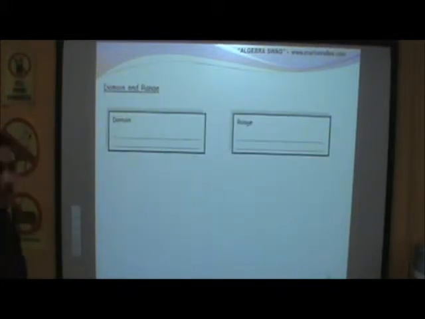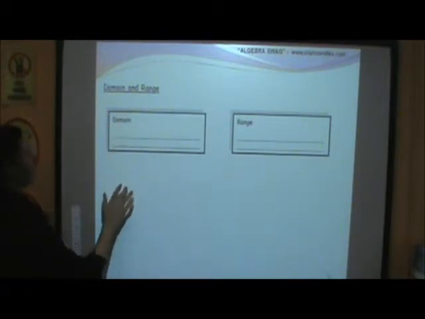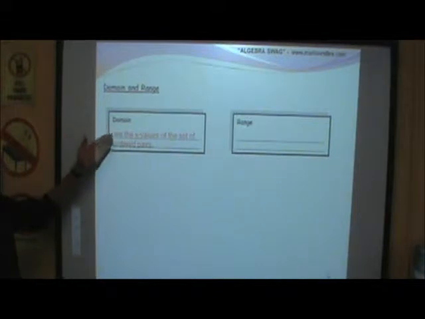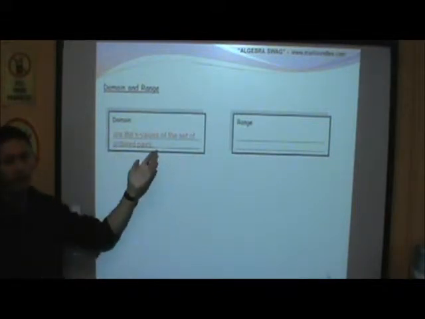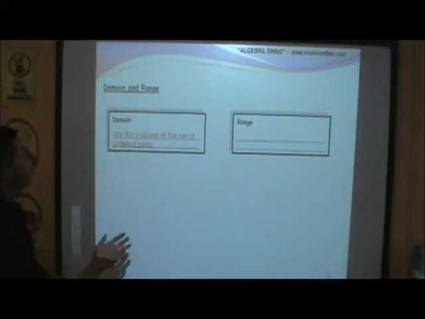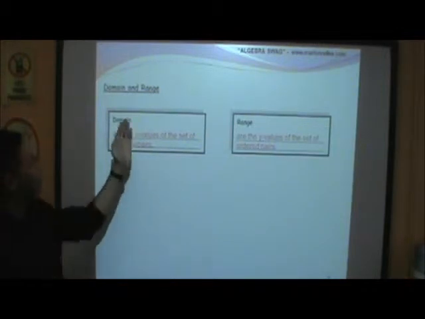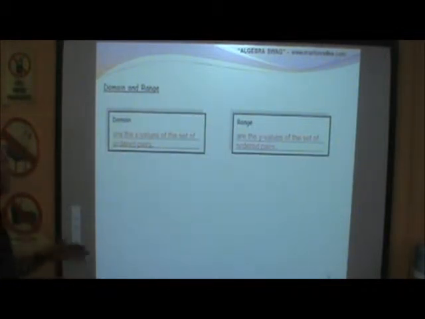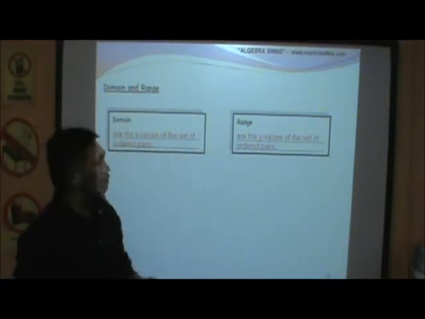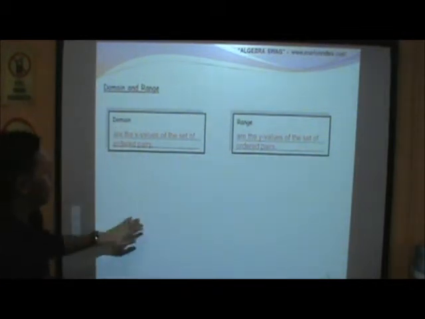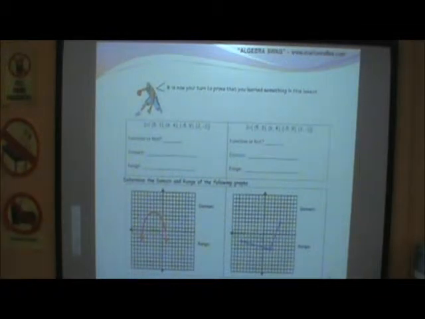Now, a while ago, I've been saying the word domain. When we talk about domain, it's actually easy because we're just talking about the x values of the ordered pairs, while the other side of it is range. So for x values, we're talking about domain. For the y values, we're going to talk about range. So here we go.